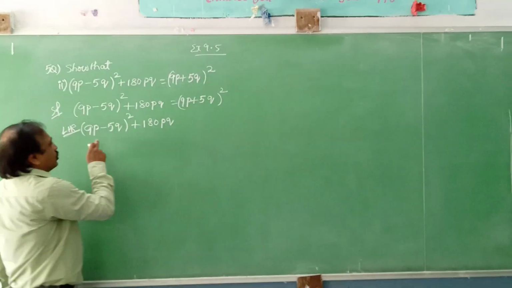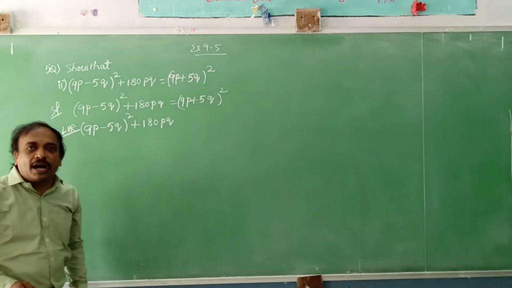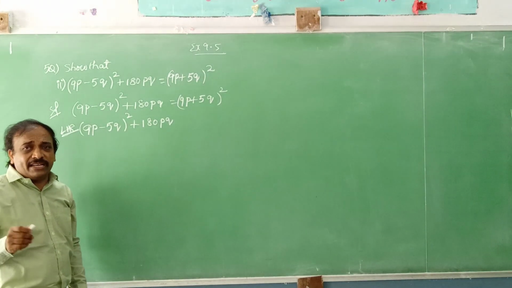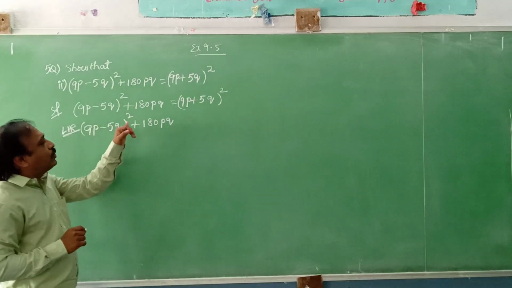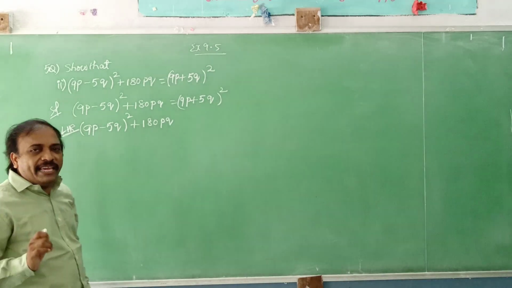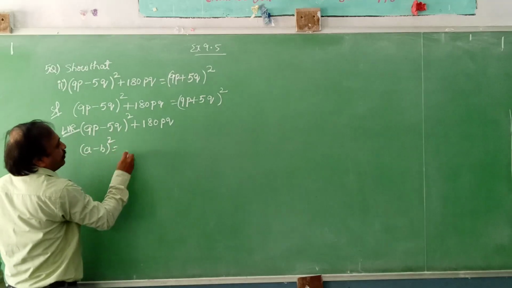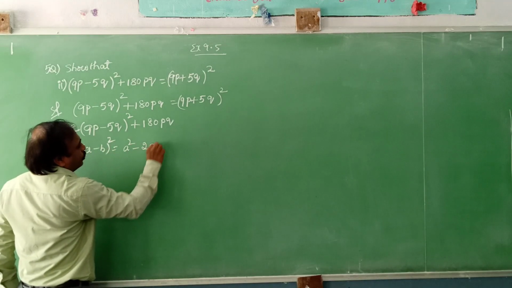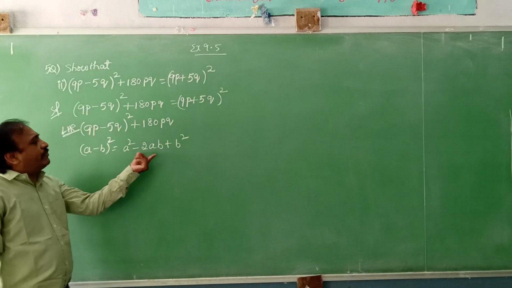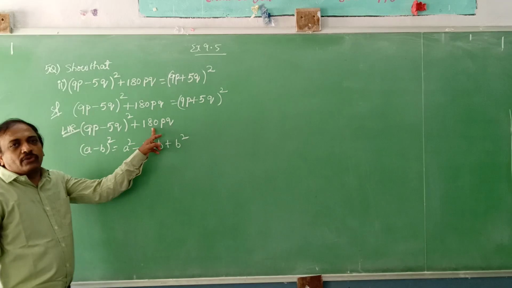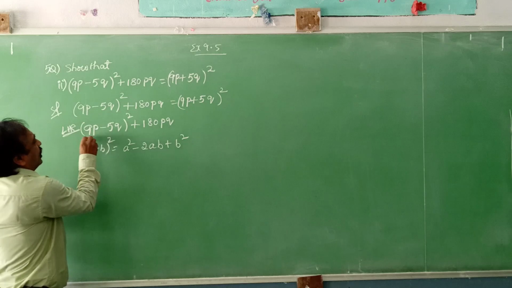Now you see this one, (9p minus 5q) whole square, is in the form of, anyone? Yes, (a minus b) whole square, you are right. The identity for (a minus b) whole square is a square minus 2ab plus b square. Only this part is being simplified; the rest is written as it is. We use the (a minus b) whole square identity for this part only.